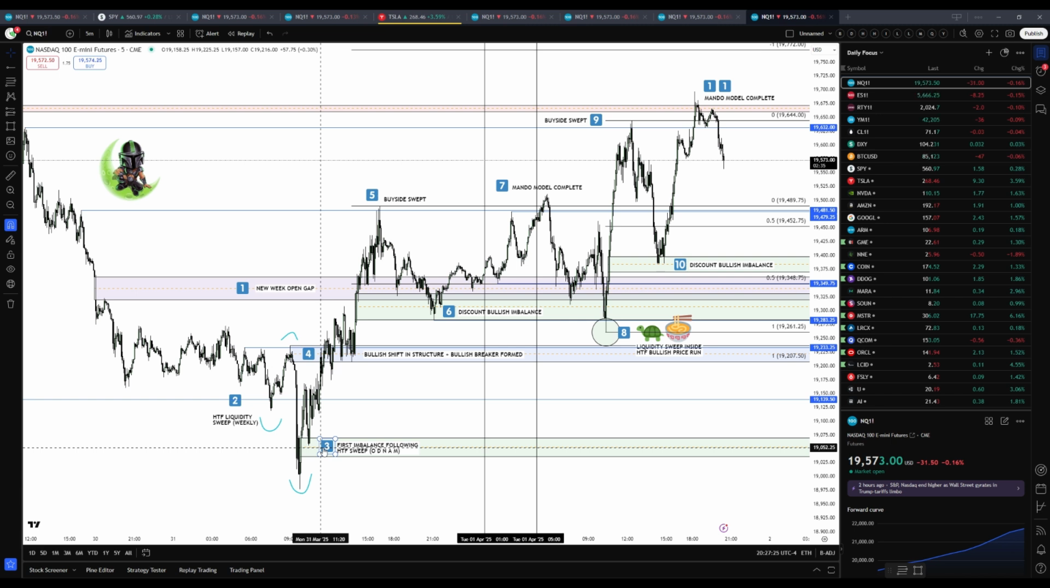Now, we are working with a massive range right now, but this is just the idea behind it. When that first imbalance forms following the sweep of higher time frame liquidity, we're then looking for that retracement higher ultimately.